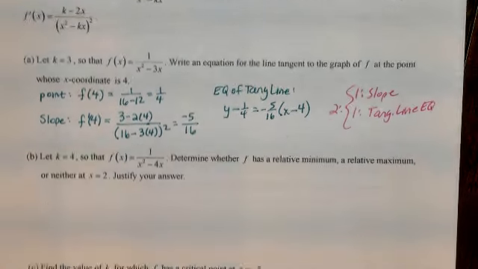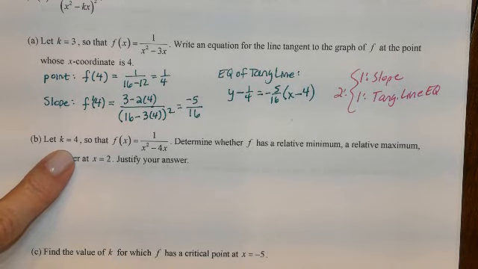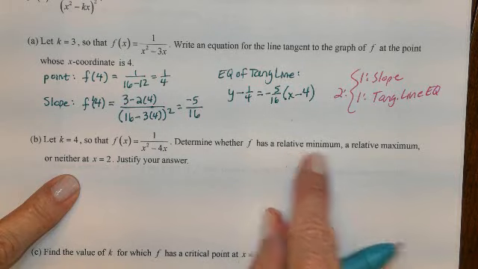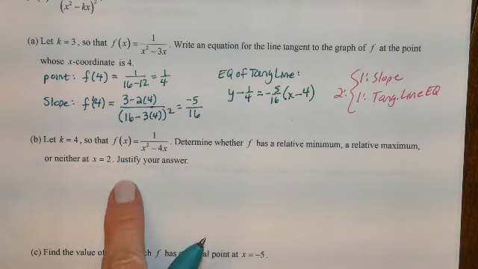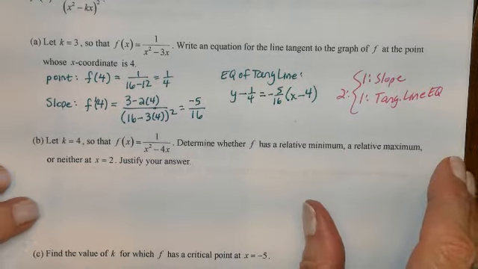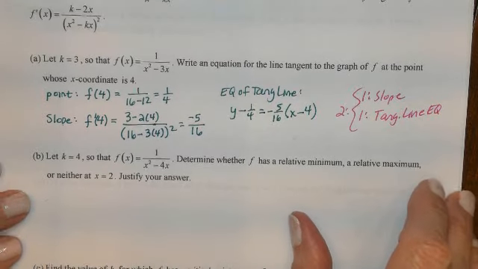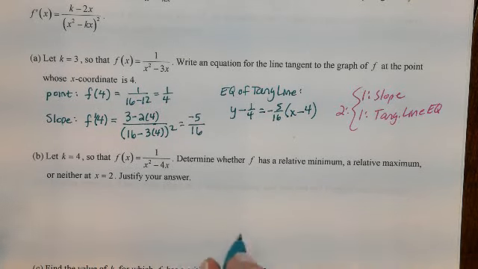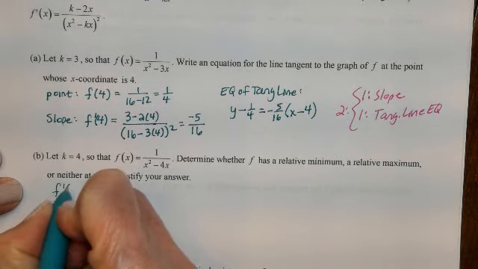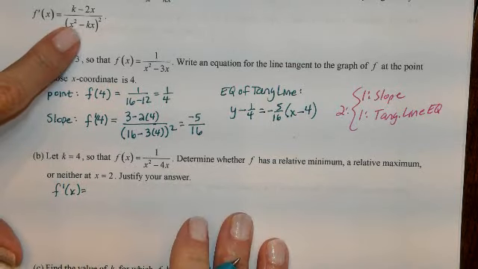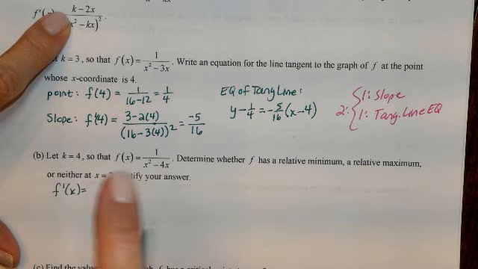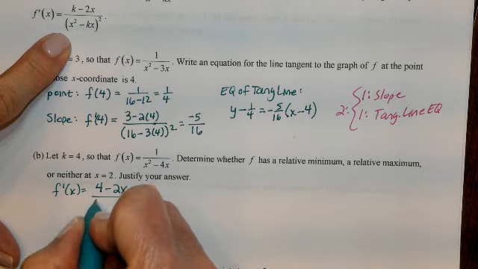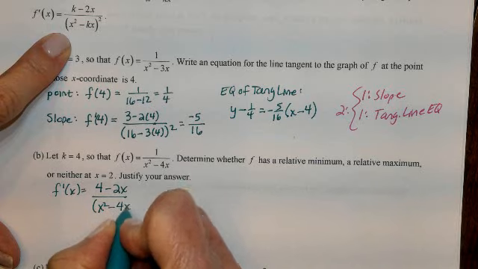Okay. Part B. Now we're going to let k equal 4. So now this is f of x. Determine whether f has a relative min, relative max, or neither. So we have a choice. We can use either the first derivative test or the second derivative test. We'll see which one is easier for us. For either one, we need to begin with f prime, right? So I'm going to take the f prime they give us and put 4 in for k. So f prime is 4 minus 2x over x squared minus 4x squared.